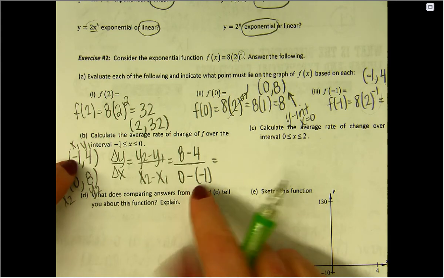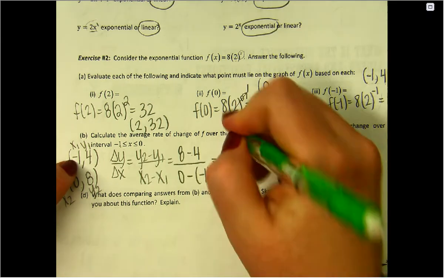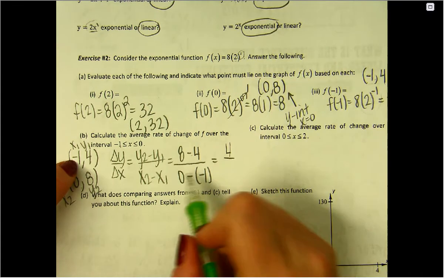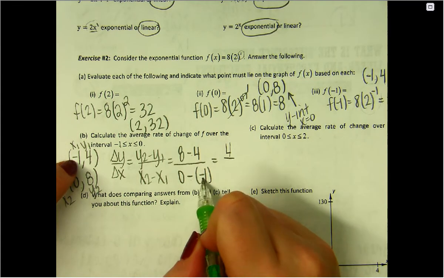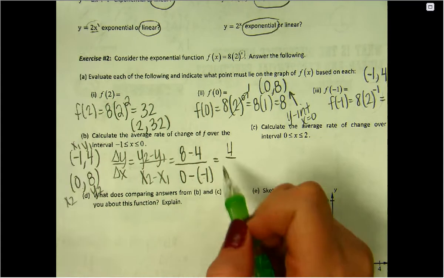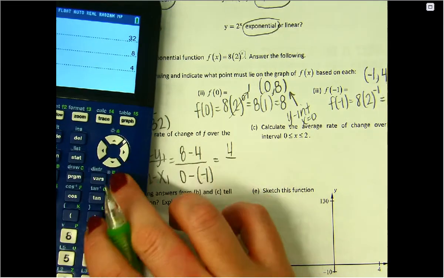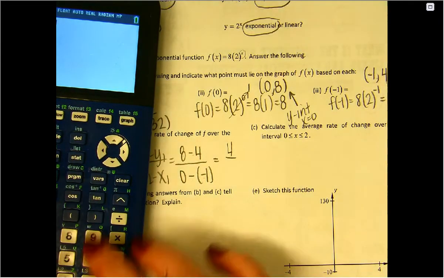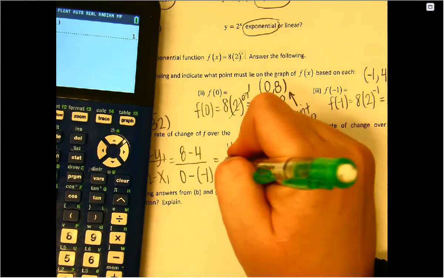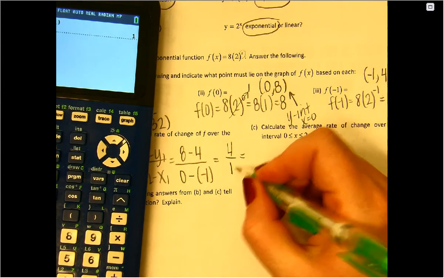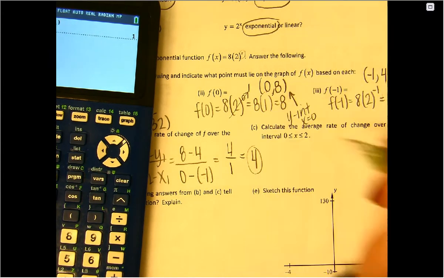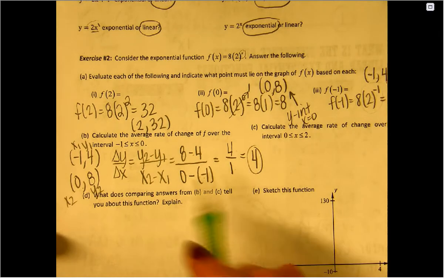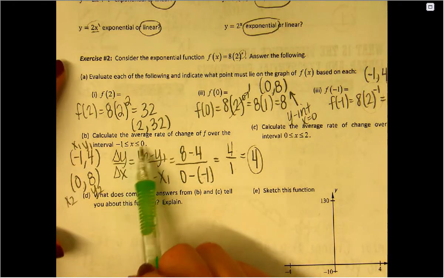So I put this into my calculator. I get 8 minus 4 is 4. And then I get 0 minus negative 1. Well, this double negative turns into a positive, so it's 0 plus 1, so it's just 1. But let's prove it. Perfect. 4 divided by 1, well, that's just 4. So my average rate of change is 4 between negative 1 and 0.